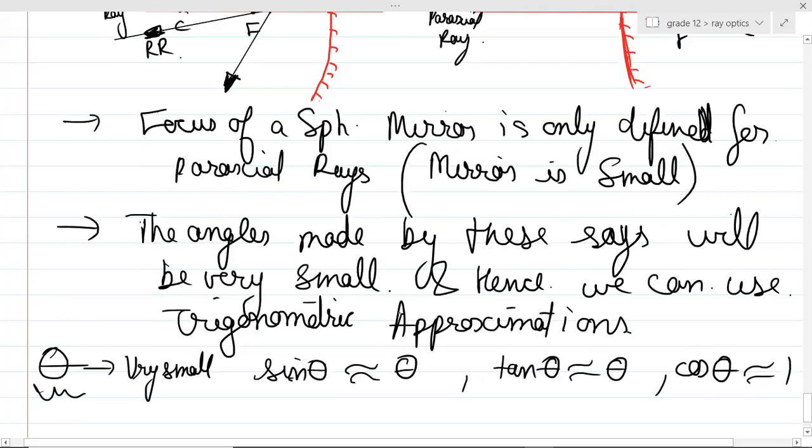So we will use these. Mirror is of small aperture. Is it clear, guys? Is it clear?